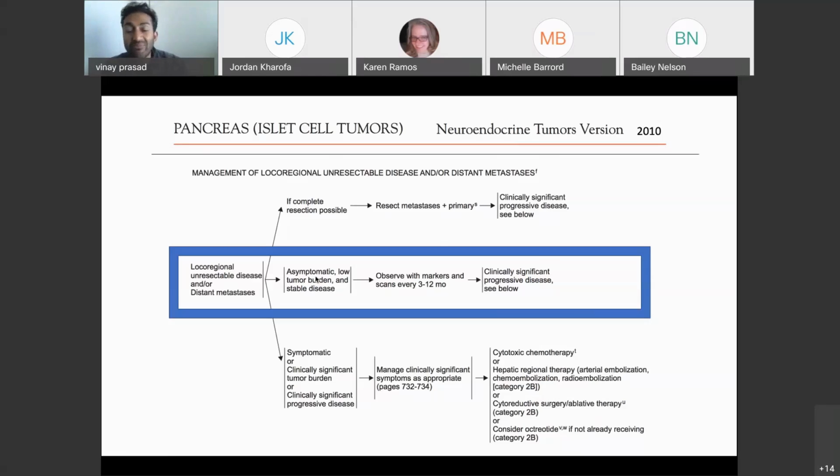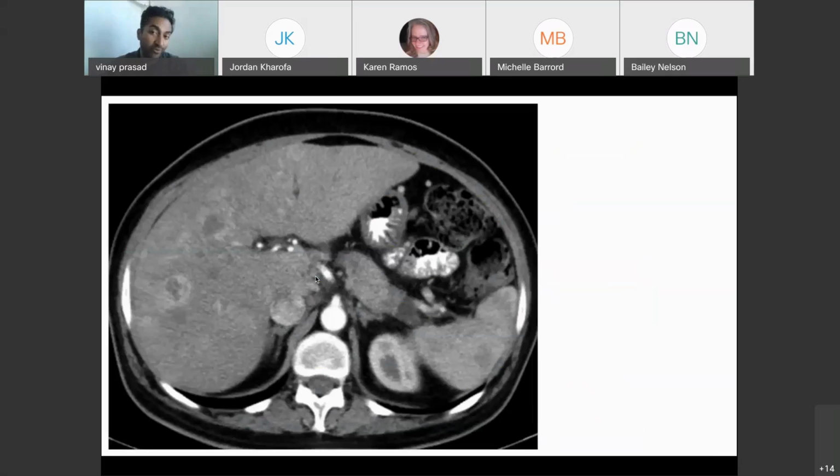So based on his symptoms, and the fact that we had a couple of liver lesions, there weren't terrific options back in 2010. We were staring down the barrel of cytotoxic therapy. We decided to observe this patient with markers and a scan, and see him really closely. And we saw him in a clinic that specializes in neuroendocrine tumors. This was his baseline scan.